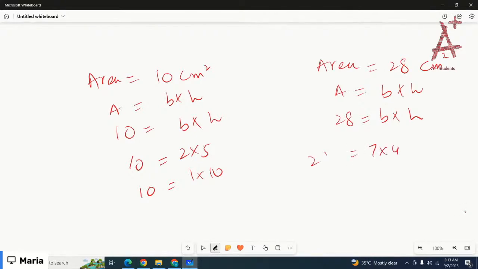7 times 4. Answers may vary, right? You can write any two numbers whose product is 28, right? Then you have 14 times 2, right? Then you have 28 times 1. So you can make more than one parallelogram that has the area 28, right?